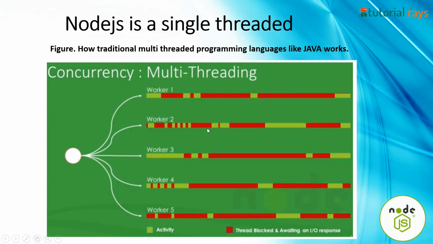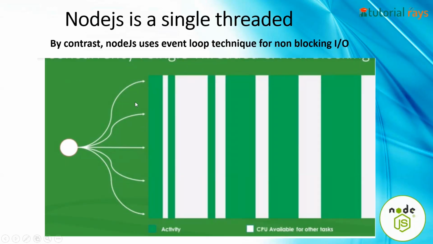Now let's see this example. The green section is activity, and the CPU idle time is available for other tasks. The white section is available. That means this work has taken space, and now this one is available, so this space can be used by another application. This one is occupied, this can be used by another application. This is the benefit of a single-threaded model, and it is handled by the event loop.